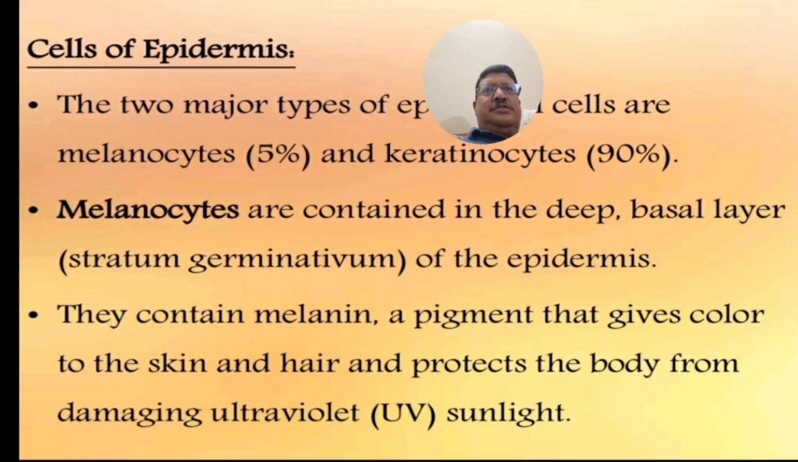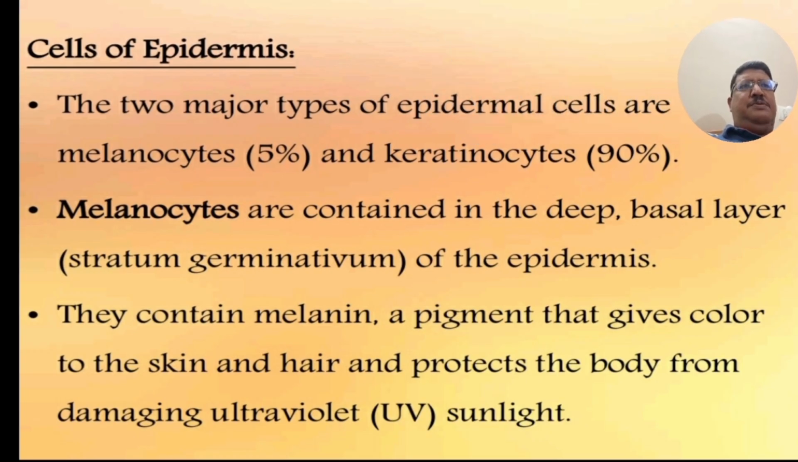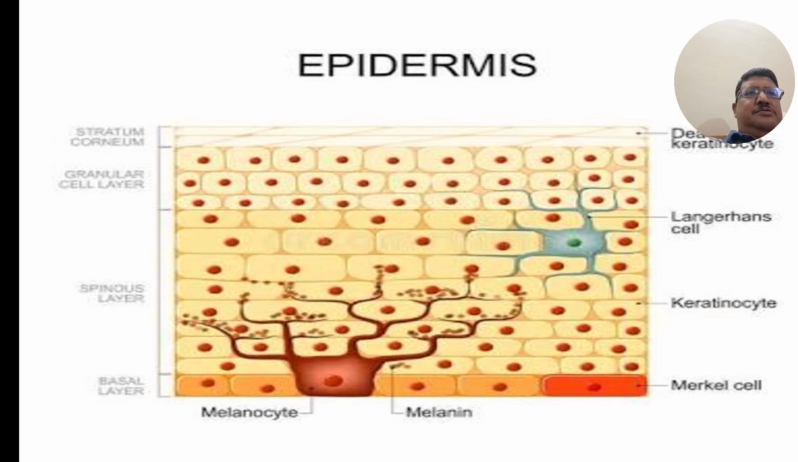Now cells of epidermis. The two major types of epidermal cells are melanocytes, 5%, and keratinocytes, 90%. Melanocytes are contained in the deep basal layer, stratum germinativum, of the epidermis. They contain melanin, a pigment that gives color to skin and hair and protects the body from damaging ultraviolet UV sunlight. So this is the structure of the epidermis.